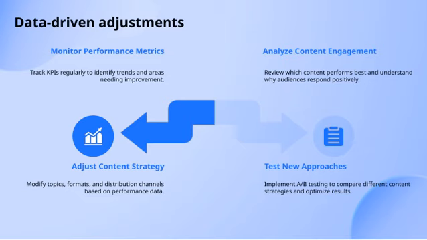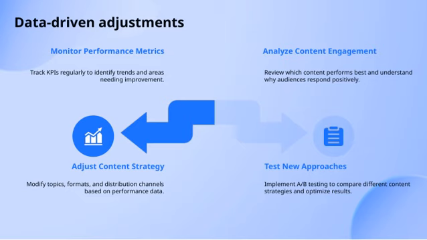Next, analyzing content engagement is key. We need to review which types of content resonate most with our audience and understand why they respond positively. This insight allows us to tailor our content to better meet their interests and preferences. Based on these insights, we should adjust our content strategy, modifying topics, formats, or even distribution channels. The goal is to optimize our approach based on real performance data, making sure we're always moving in the right direction.